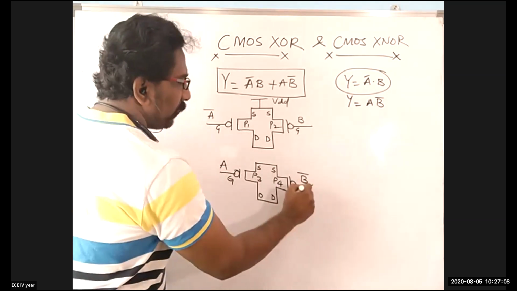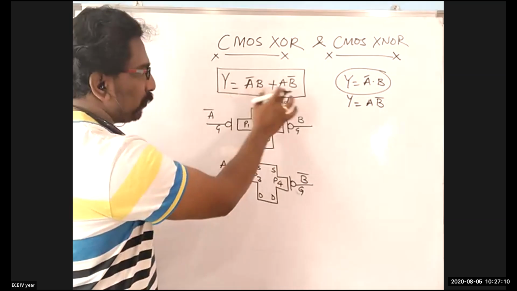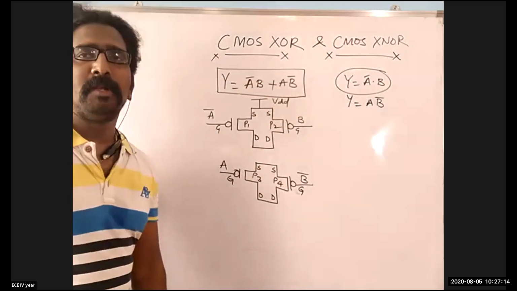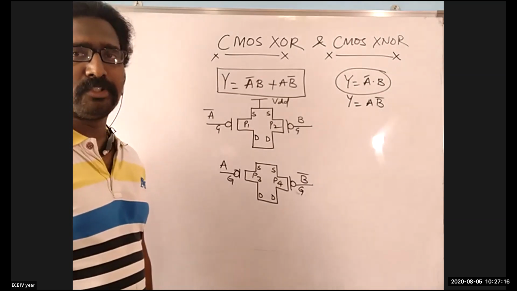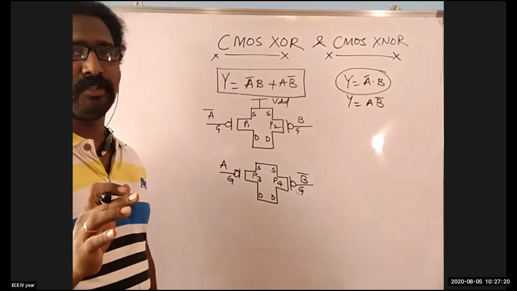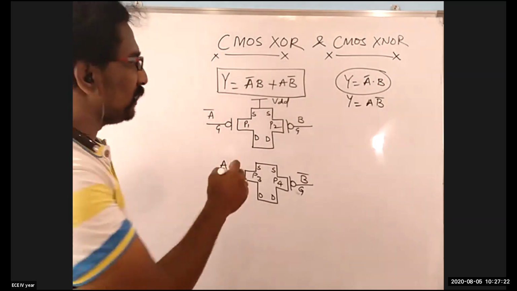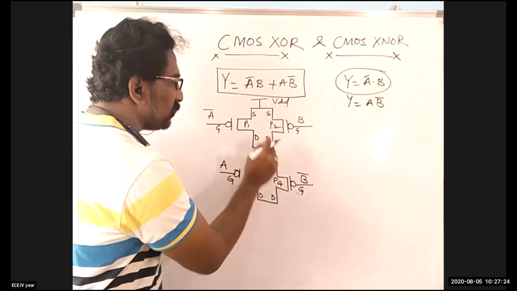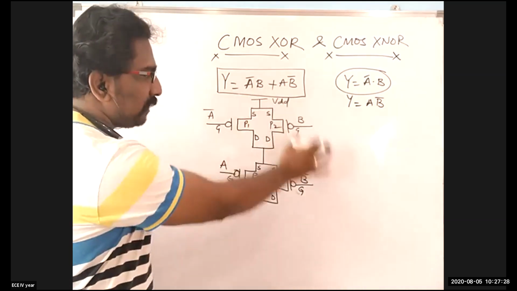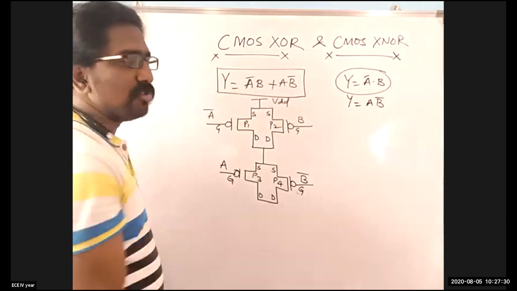Now, after completing this dot product, in between these two dot products, there is a plus operator. If it is a plus operator, we have studied that the P transistors have to be in series. Series means what? If I make a connection between this P block and this P block, then it becomes a complete P block for this Boolean equation.